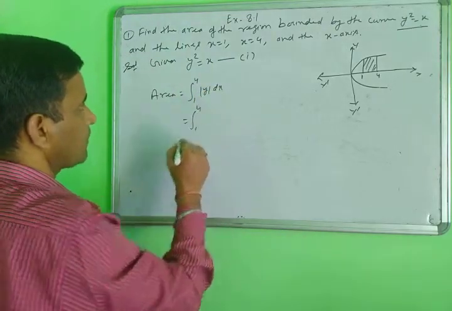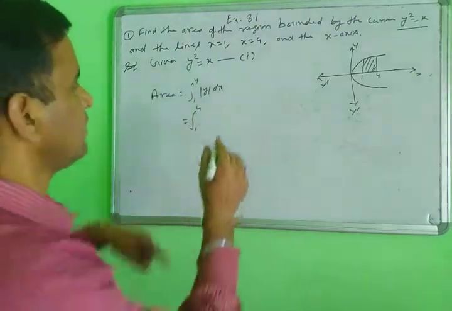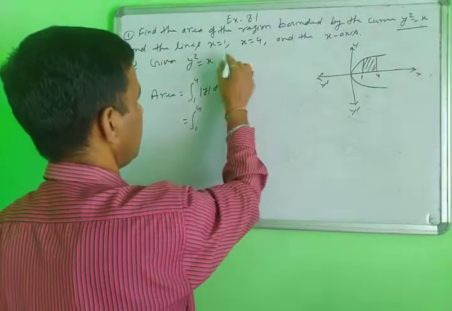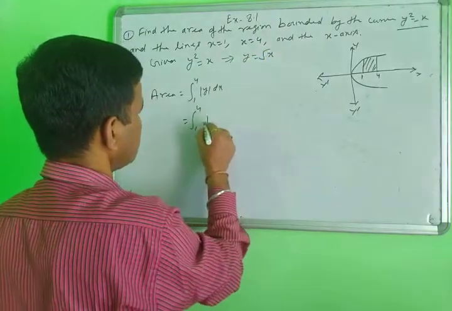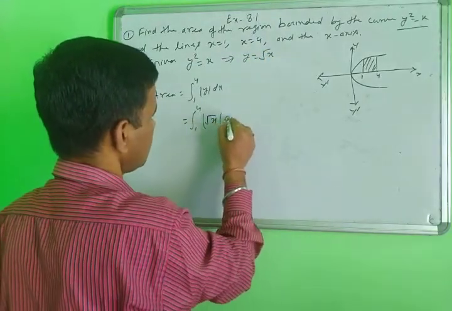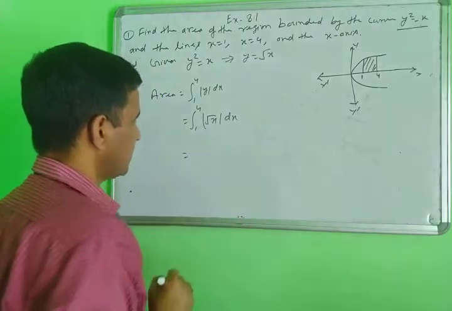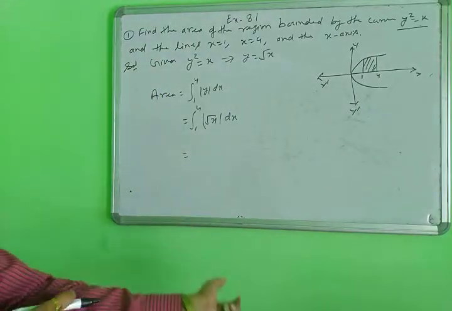From 1 to 4. What is the value of y here? You can write the value of y as root x, mod sign, dx. Then you integrate it and find the value.